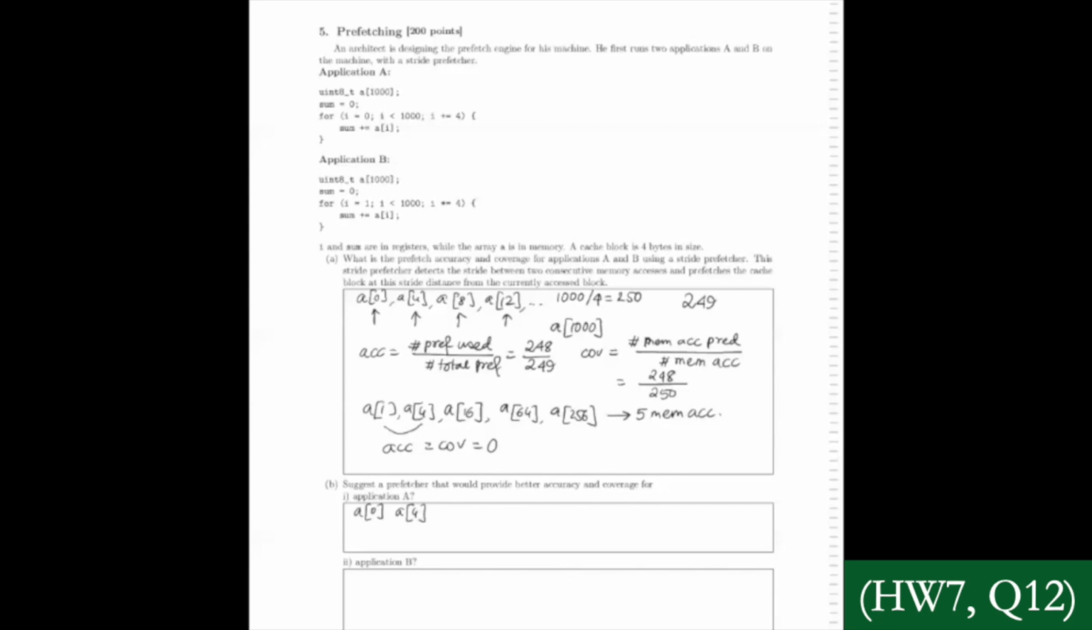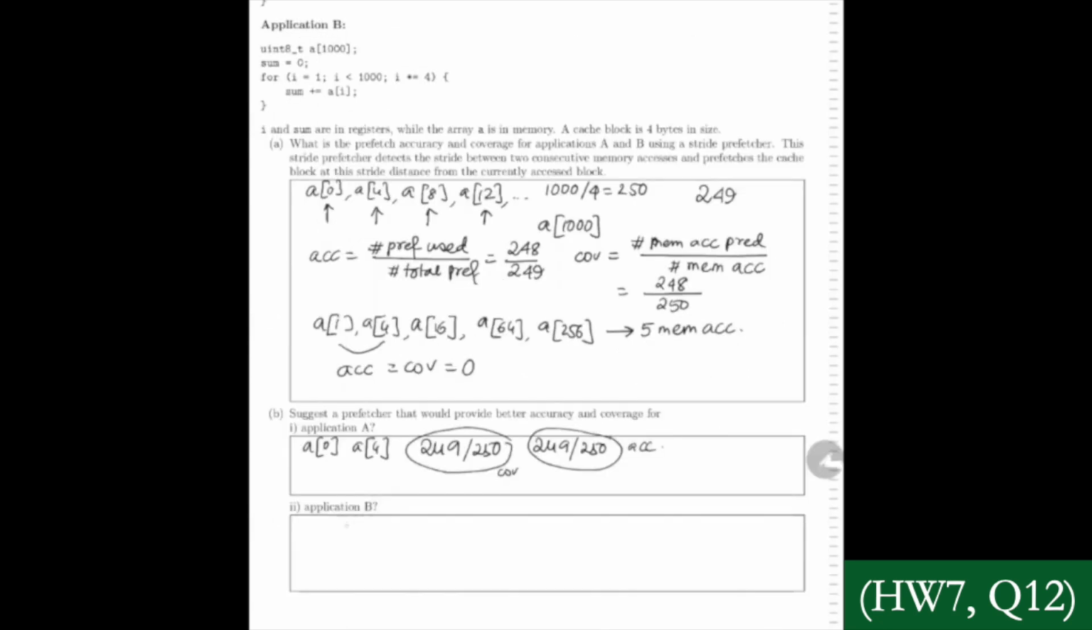But a next block prefetcher would always prefetch the next cache block without even looking for a constant stride. Hence, in this application A, a next block prefetcher would actually successfully prefetch 249 out of 250 memory accesses, whereas 249 out of 250 prefetches would be correct. So in this case, the prefetcher's accuracy would be 249 upon 250, and the prefetcher's coverage would be 249 by 250 again. So a next line prefetcher would work better than a stride prefetcher for application A.